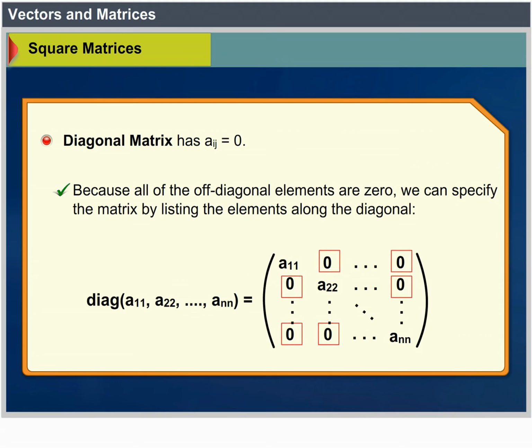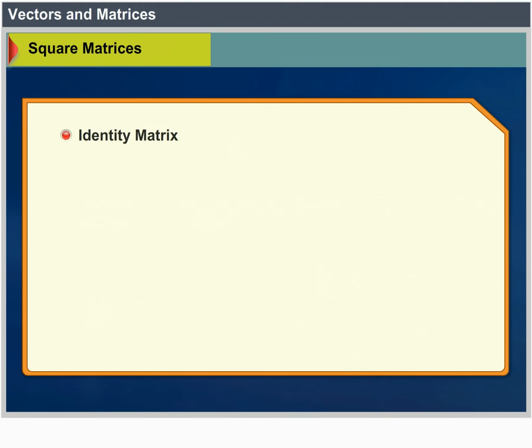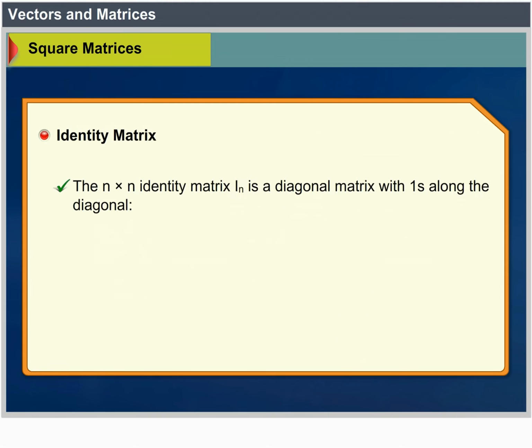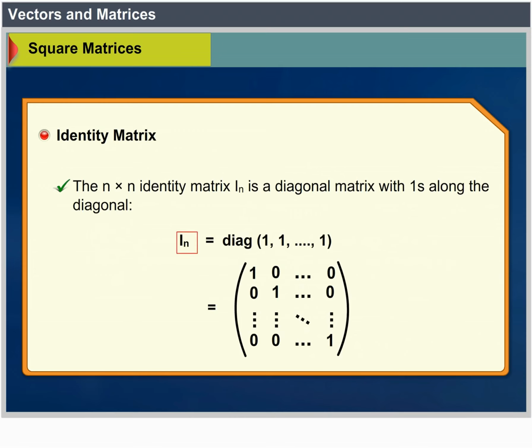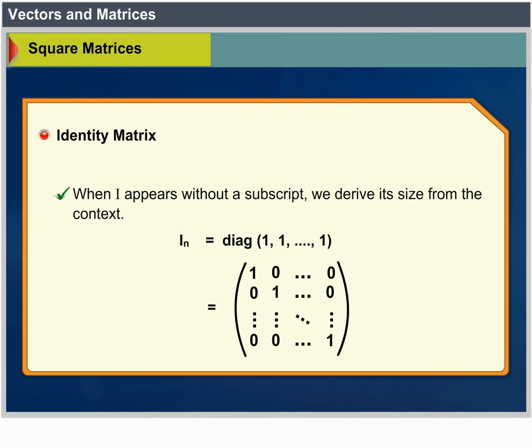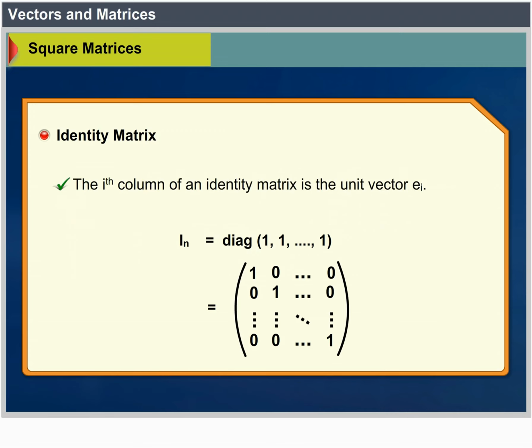Identity matrix. The n by n identity matrix I_n is a diagonal matrix with ones along the diagonal. I_n = diag(1, 1, up to 1). The example is shown here. When I appears without a subscript, we derive its size from the context. The ith column of an identity matrix is the unit vector e_i.